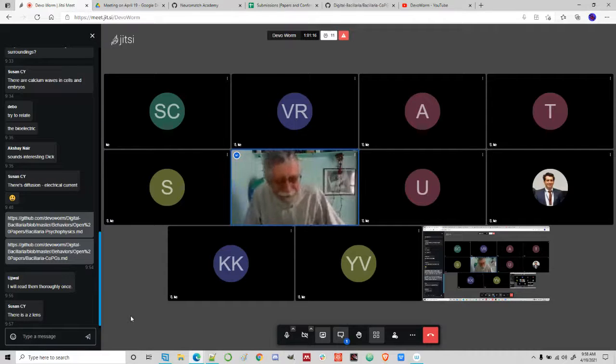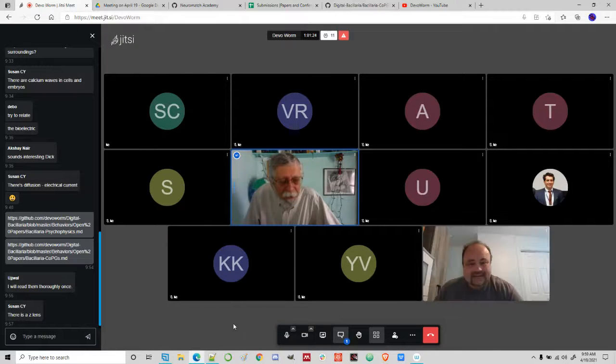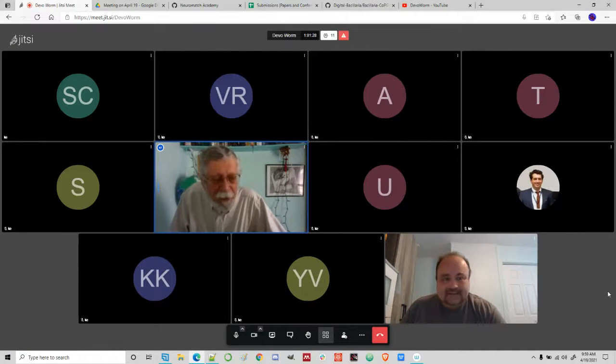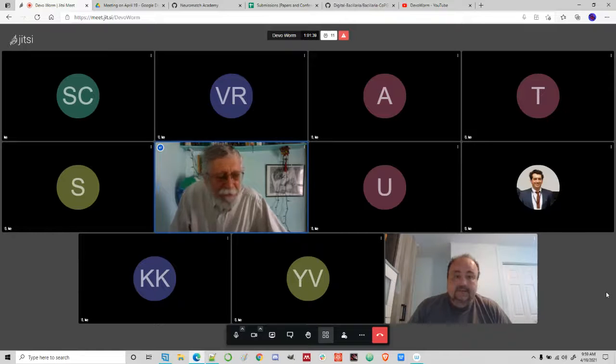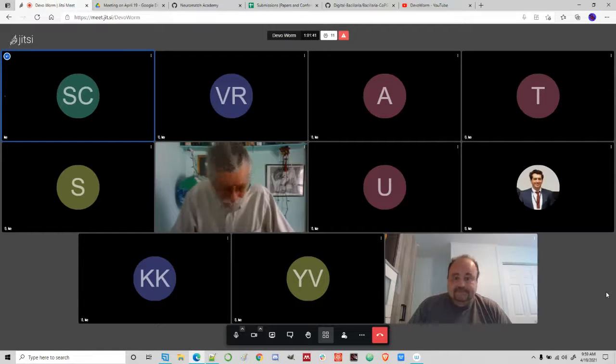Yeah, that'd be useful, because one of the problems is pictures have some cells in focus and many out of focus, because they're at slightly different depths, which makes cell segmentation very difficult. If we get sharp images, then it would be much easier to segment and track the cells. Okay, I'll look up that paper as well.